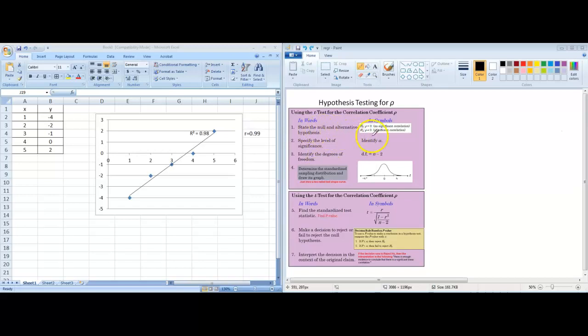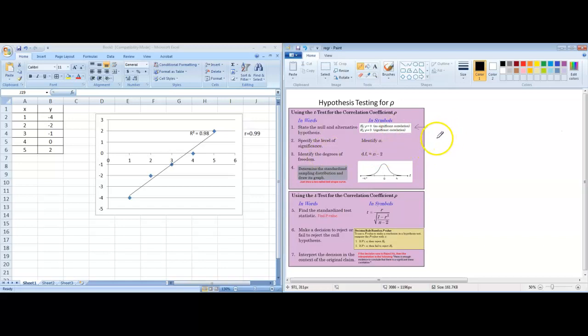So step number 1, you're always using this hypothesis: null hypothesis and alternative hypothesis. It's always these two options, H0 and H1. Sometimes they call it HA. Basically H0 is saying that this scatter plot is not a linear pattern, no significant correlation. And H1 or HA is stating the opposite of H0, that there is a linear pattern. So step 1, you're always using this.